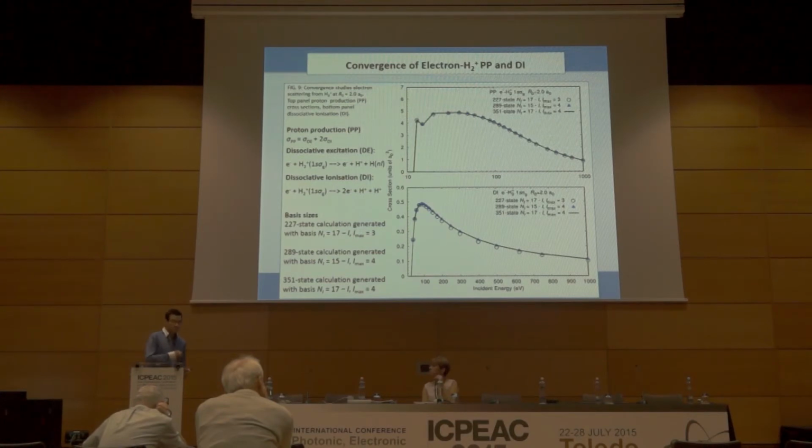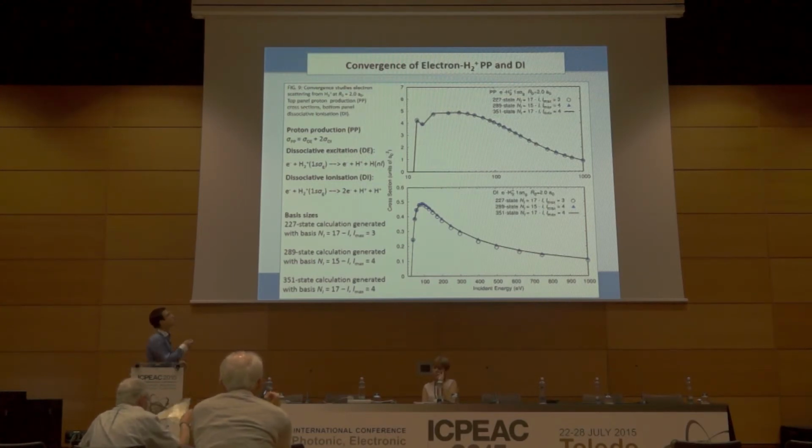Now we look at convergence of these scattering calculations. So here is the 351 state model, which I just described, and we compare it again to two smaller calculations, so looking at convergence of the close coupling expansion. Here we've got smaller orbital angular momentum in our basis, and here we've got the fewest number of basis functions per orbital angular momentum. And we look at the proton production cross-section, which is the sum of these two processes, dissociative excitation and dissociative ionization, and all of these are right on top of each other. So we've got convergence in our close coupling expansion.